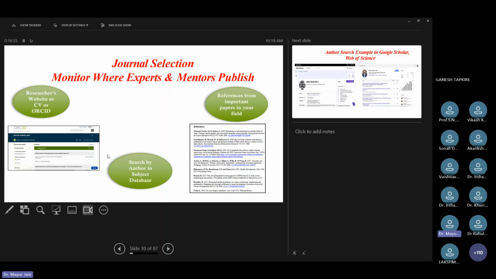Okay, then search by author in the subject database. So based on the subject, you can also find the different types of journals that you are looking for. And references from important papers.